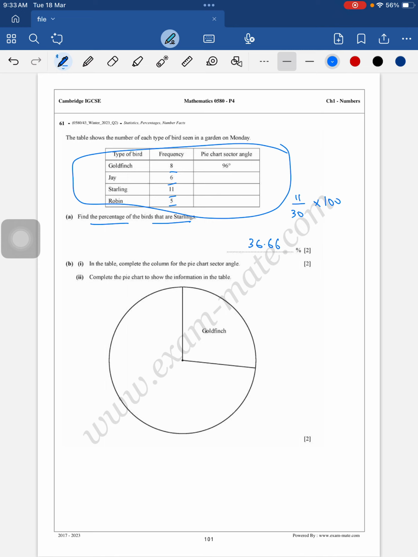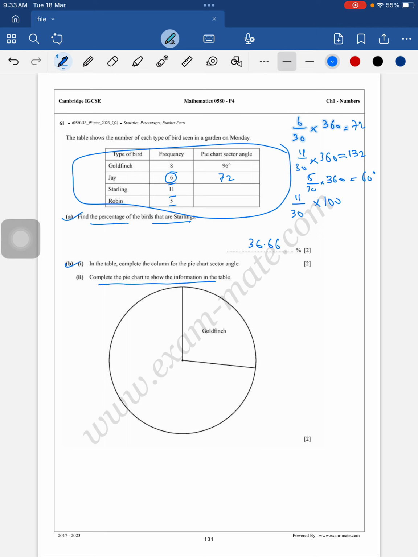On the table, complete the column for the pie chart sector angle. The total pie chart means a circle, and a circle contains a total of 360 degrees. 6 upon 30 multiplied by 360, we are getting 72. For starling, 11 upon 30 multiplied by 360, we are getting 132. And for robin, 5 upon 30 multiplied by 360, we are getting 60 degrees.